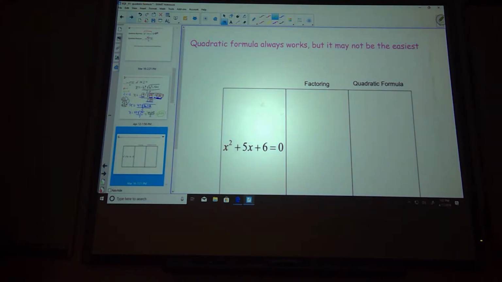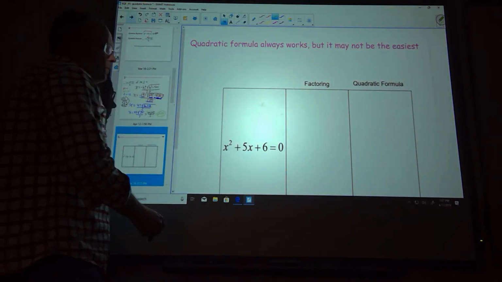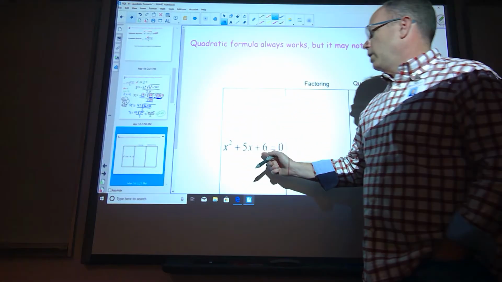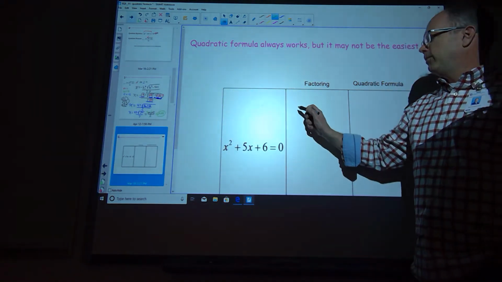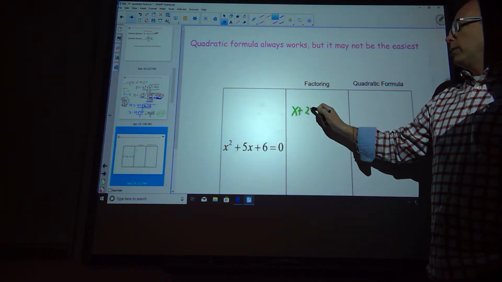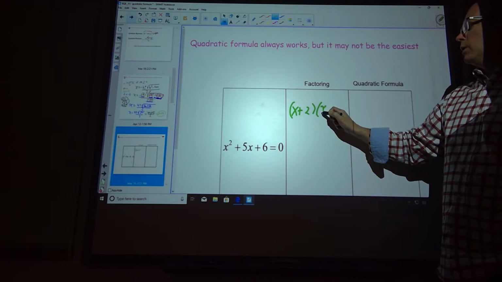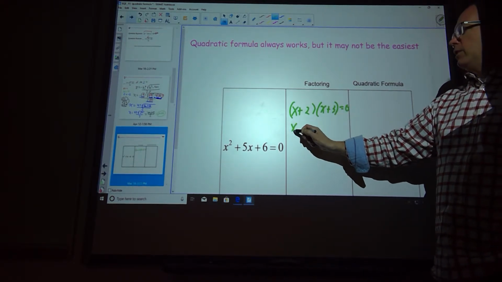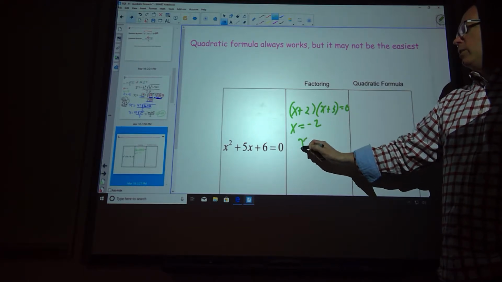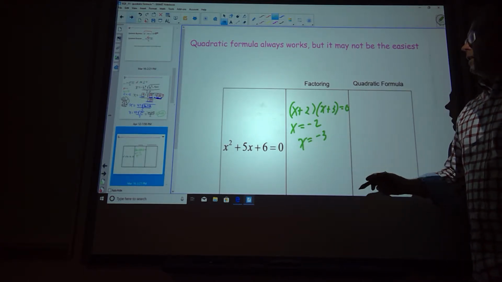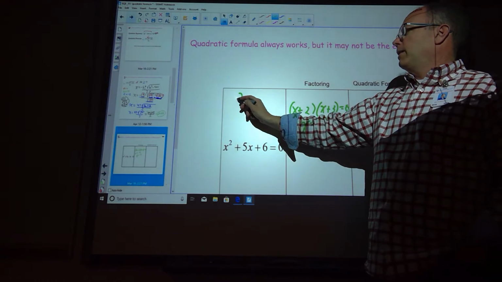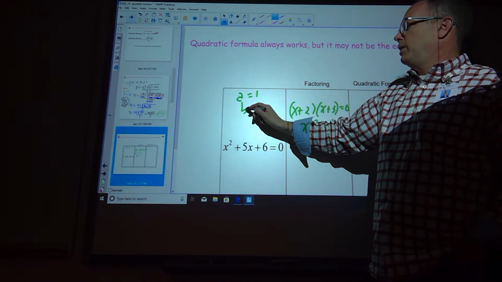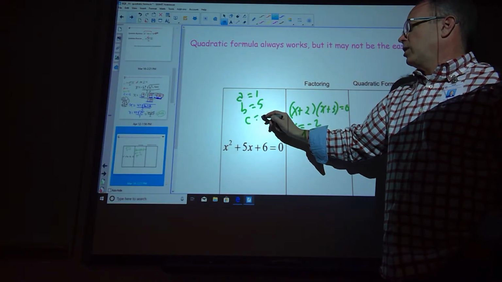Okay? So, will this one factor? What 2 numbers multiply to give me 6, add to give me 5? 2 and 3? Okay, so I get x equals negative 2, x equals negative 3. If I did my quad, I know on here my a is 1, b is 5, c is 6.